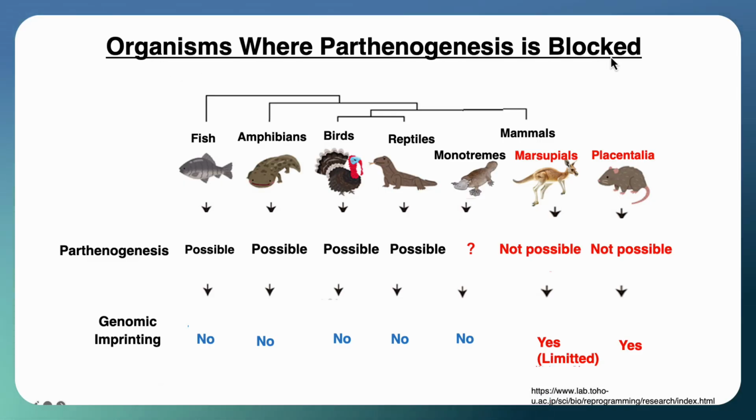Organisms where parthenogenesis is blocked. Parthenogenesis is not possible in all organisms. Marsupials like kangaroos and placental mammals have genetic systems that block it. In marsupials and placental mammals, some genes on the autosomes of both females and males are pre-suppressed. This is called genomic imprinting. Therefore, genomes from both sexes are essential to have one set of expressible genome.